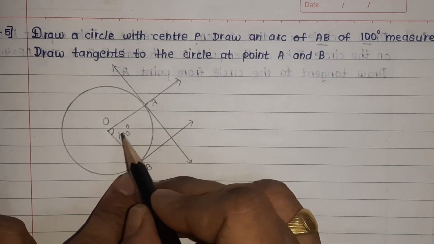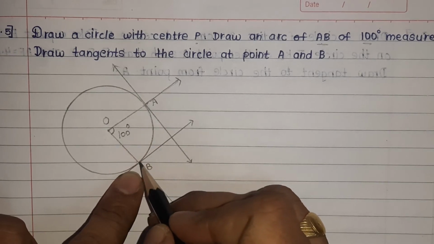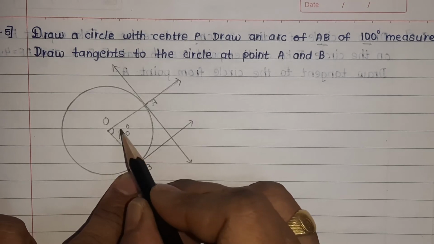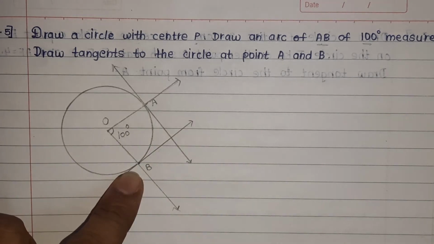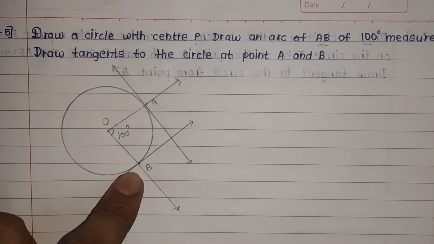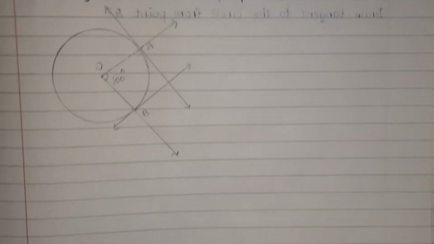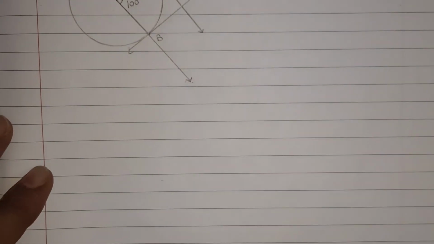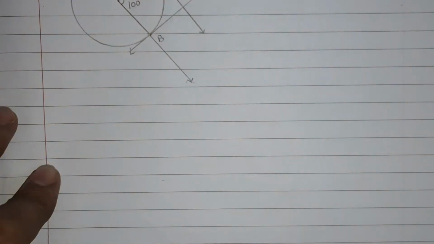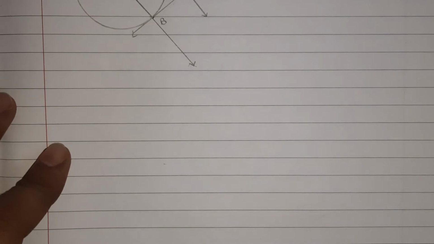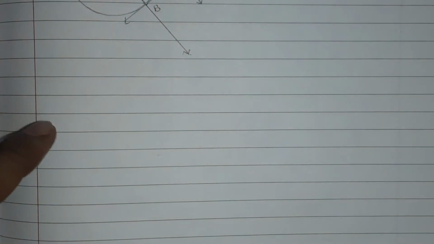Therefore, for construction of the arc of given measure, we have to construct the central angle of the given measure. Now, dear student, we have to go to the final figure. Now see, I repeat, the measure of the central angle concept is most important. If you understand that, then it is very easy.